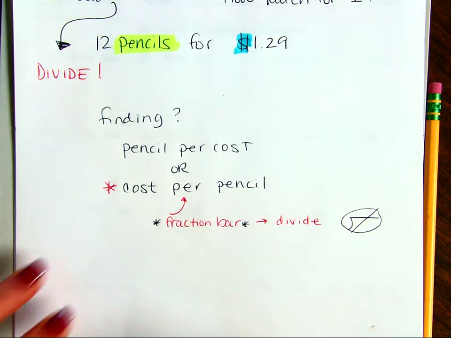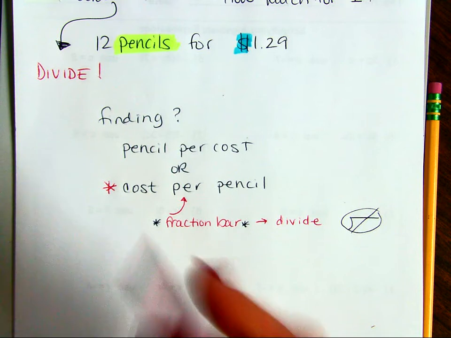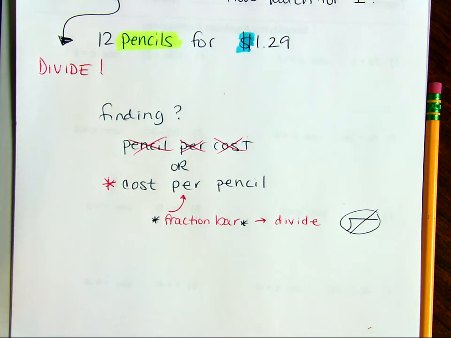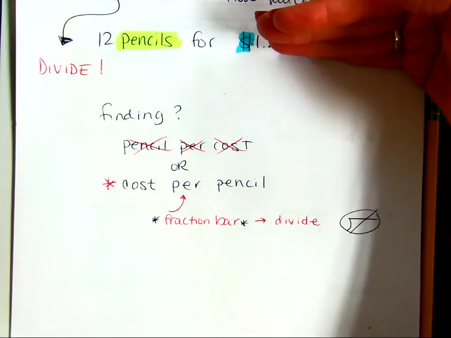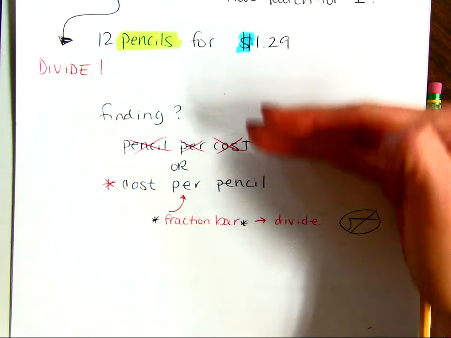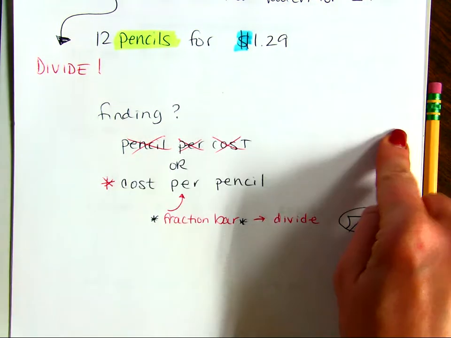So every problem you set up today and every worksheet that I give you is going to have your unit rate as a fraction bar. So now that I know it's not pencil per cost, but it's really cost per pencil, this is something that I want you to watch me as I say it. Watch. Cost per pencil. In other words, cost is my numerator, per pencil. Literally, just like you read a page, right? Top to bottom, cost per pencil.